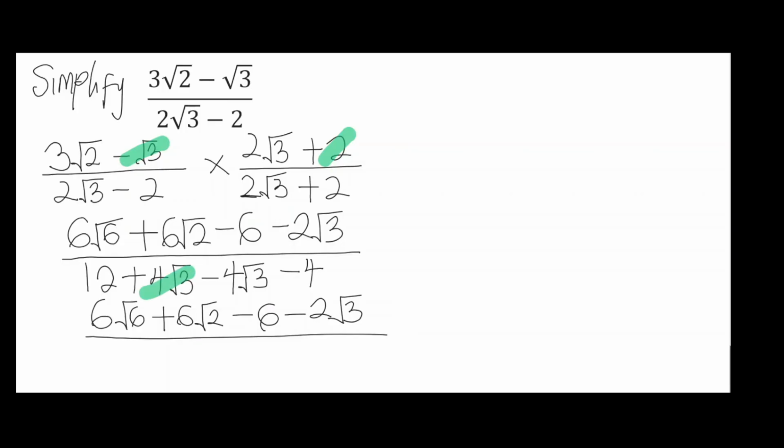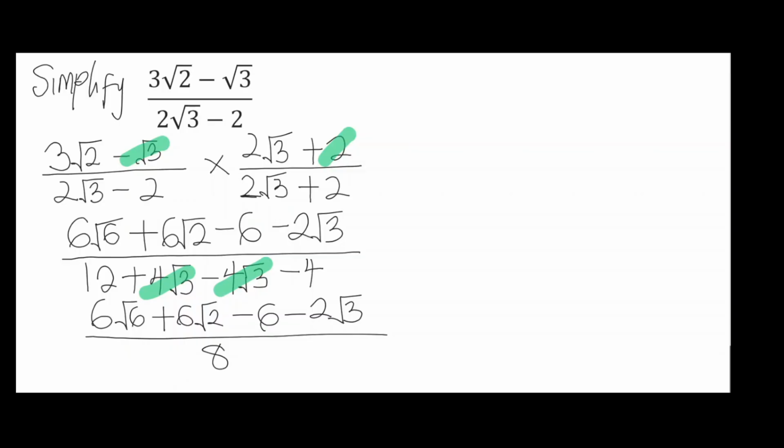in the denominator, it's easy to see that 4 root 3 minus 4 root 3 would cancel out to give us 0. So we have 12 minus 4 left, and 12 minus 4 is 8. So let me clean that up and write 8 instead. So we have divided by 8.